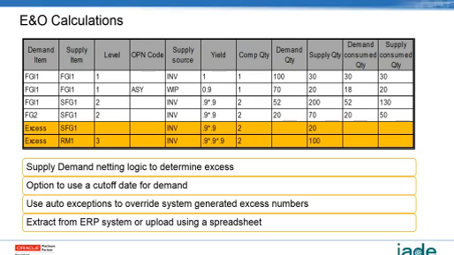So you can use a cutoff date for demand here. You can decide that in our supply-demand netting logic. Use auto exceptions, and you can basically either extract the whole data from the system, or you can use spreadsheet upload. So that's a key feature we have provided all through the solution for almost all user interfaces, where they can take a spreadsheet and just upload it.